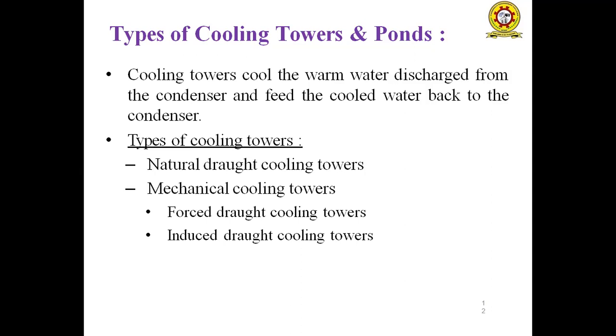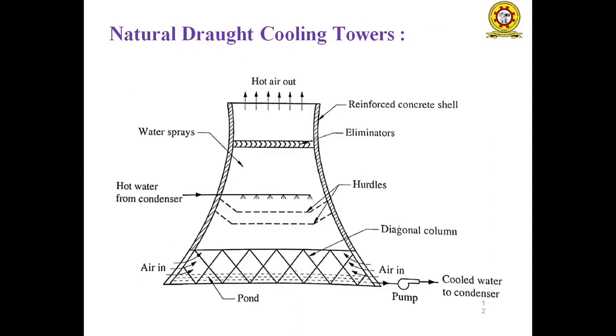Cooling towers are broadly classified into two types, as we previously discussed: natural draught cooling towers and mechanical draught cooling towers. Mechanical draught cooling towers are again broadly classified into two types: forced draught cooling towers and induced draught cooling towers. In that, the first one is the natural draught cooling tower.